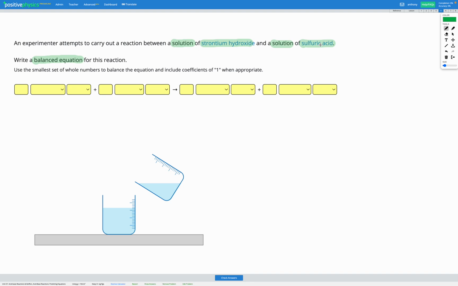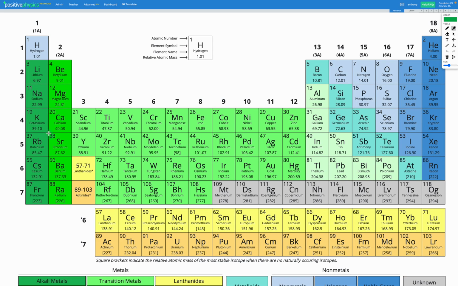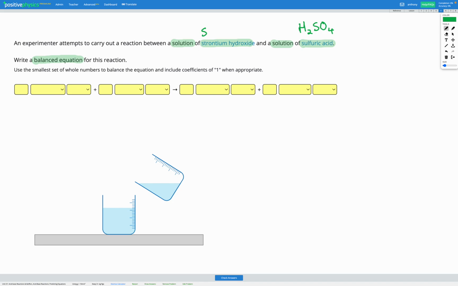For the acids, you should know those. Sulfuric acid is H2SO4. For strontium hydroxide, let's go find strontium in the periodic table. Here's strontium down here. So strontium is in group 2, meaning that strontium is going to make a 2+ ion. So we've got strontium 2+ ions, and we've got hydroxide. The hydroxide ion is OH-. So the formula for strontium hydroxide is going to be Sr(OH)2, so that we've got two OHs, 2 minus charges, to go with the 2+ charge of the strontium.